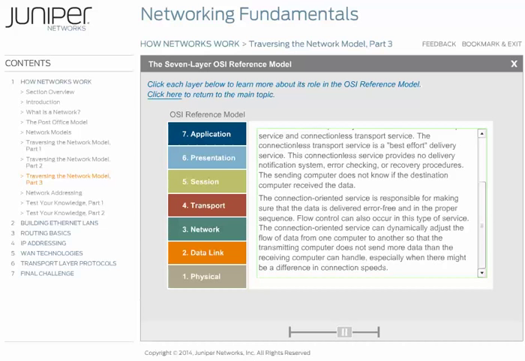The connection-oriented service is responsible for making sure that the data is delivered error-free and in the proper sequence. Flow control can also occur in this type of service. The connection-oriented service can dynamically adjust the flow of data from one computer to another so that the transmitting computer does not send more data than the receiving computer can handle, especially when there might be a difference in connection speeds.